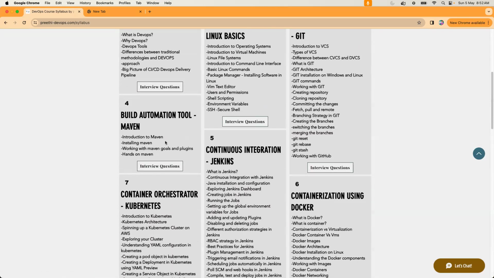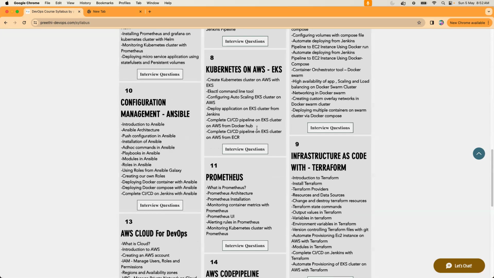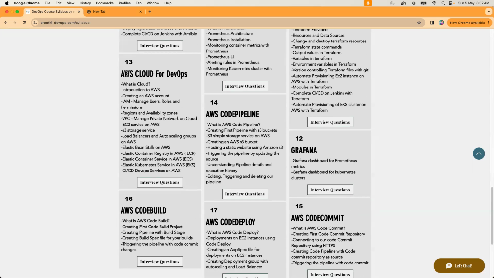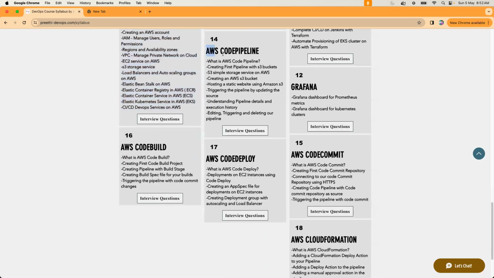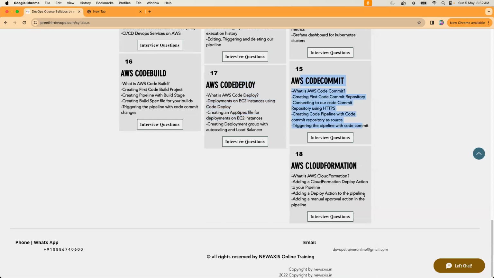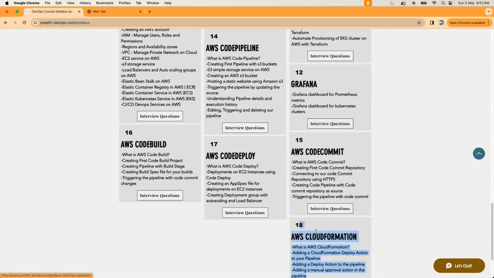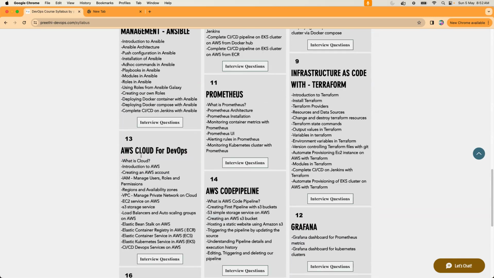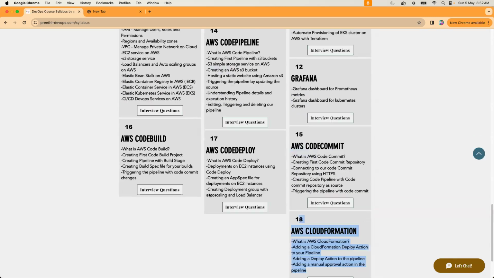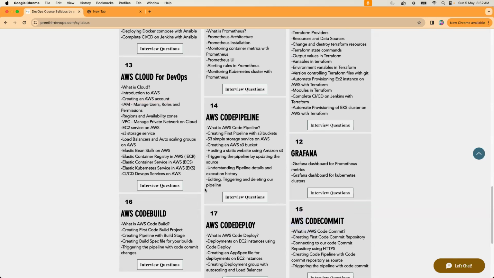Build automation tool, Linux basics, Git, containerization, then AWS for cloud, and then again AWS CodePipeline, CodeBuild, CodeDeploy, CodeCommit. All of this will be covered. CloudFormation we are not covering; we are replacing it with Terraform. So this is not required if you know Terraform. You can omit this part 18. So you have 1, 2, 3, 4, 5 modules covered for AWS. Of course, this is the major part listed as a topic here.